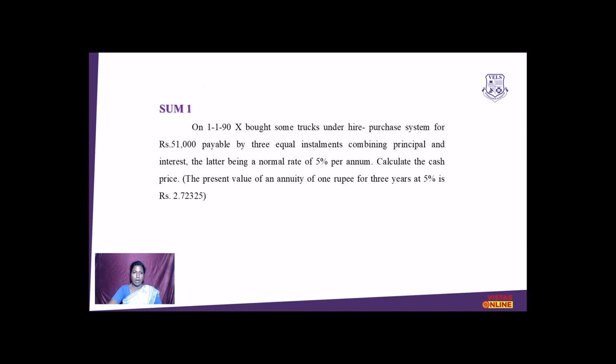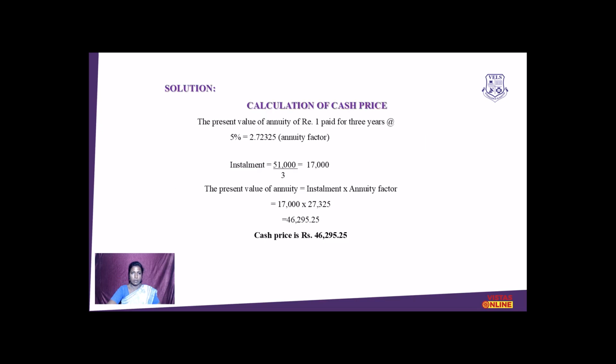Sum number 1. On 1/1/1990, X bought a truck under hire purchase system for rupees 51,000, payable by 3 equal installments combining principal and interest, the latter being at a normal rate of return of 5% per annum. Calculate the cash price. The present value of annuity of ₹1 for 3 years at 5% is 2.723. Let's go into the solution.